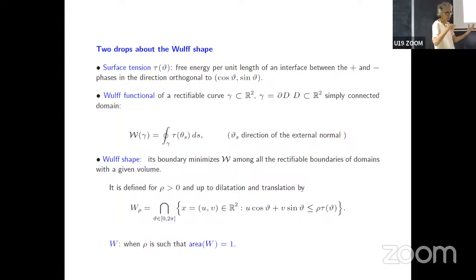Minus means mu minus, not really minus. And what's called the Wulff shape is the optimal one, that means the one that minimizes. Okay, and it is well-defined up to dilations, and translation is the same. What is called the Wulff shape is when you normalize this so that the area is 1.